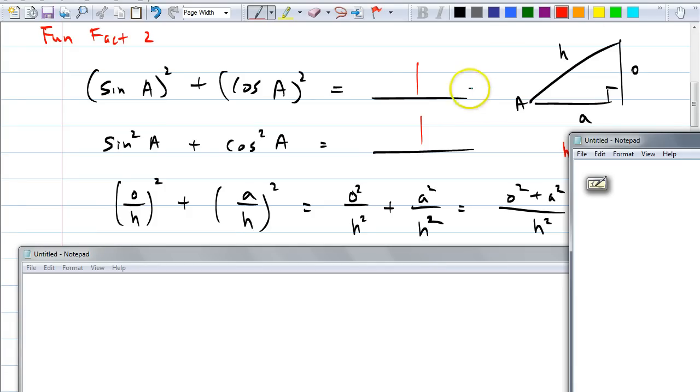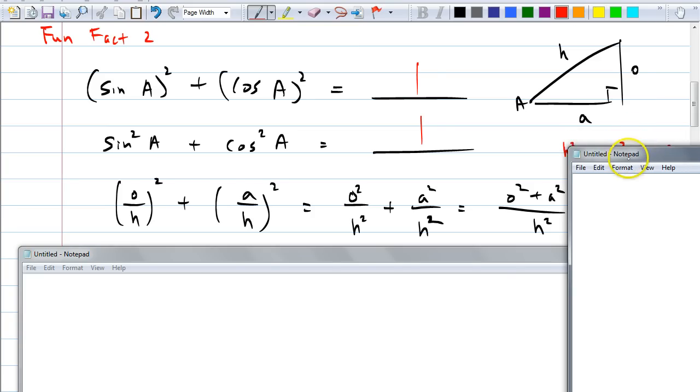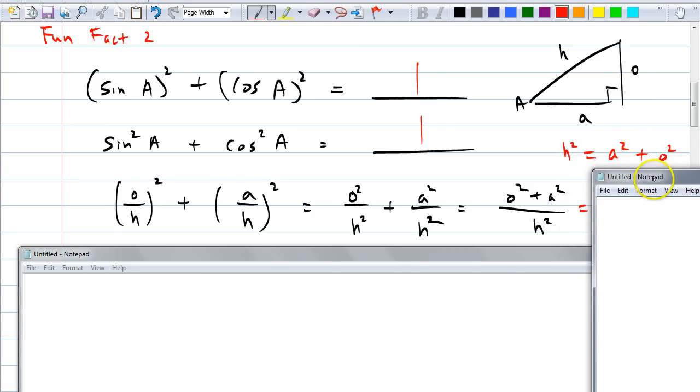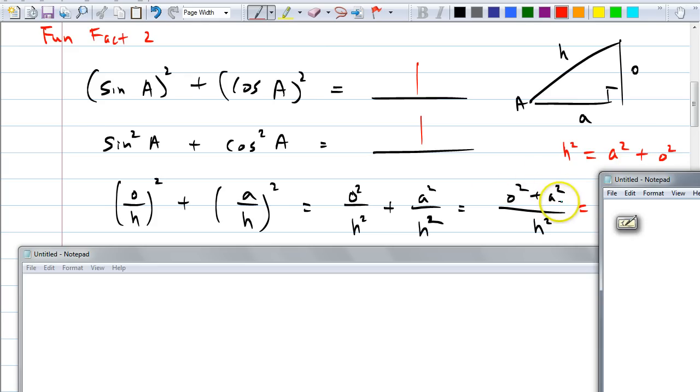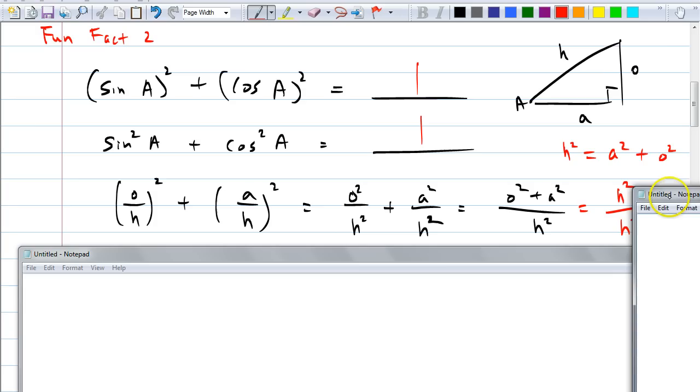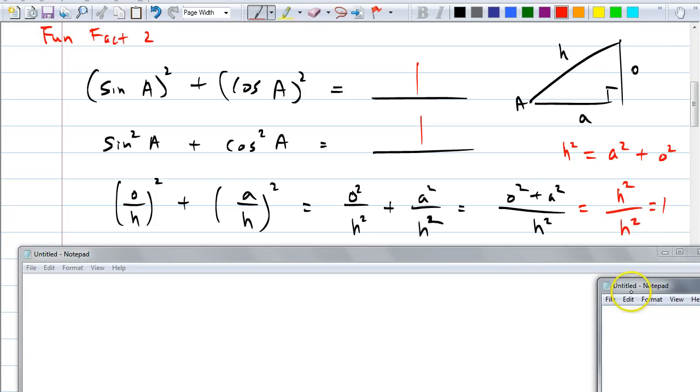Everybody pay attention. Look at this right triangle, Josh. What do you know about a right triangle? What do you know about the hypotenuse squared? That equals what? Isn't H squared equal to A squared plus O squared? So look, what is O squared plus A squared? H squared. So what's H squared over H squared? 1. Do you see that? So that's why if you square the sine of an angle plus the cosine of the same angle squared, it gives you 1. Is that okay?